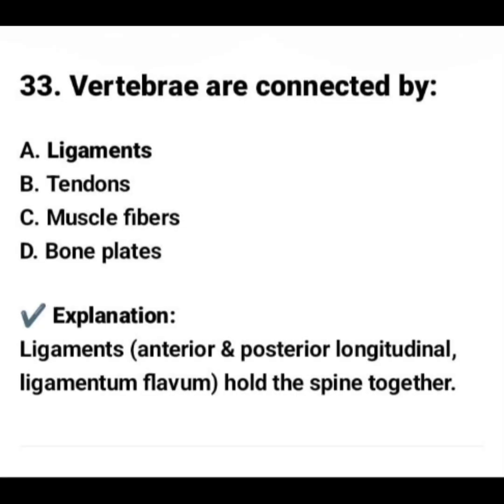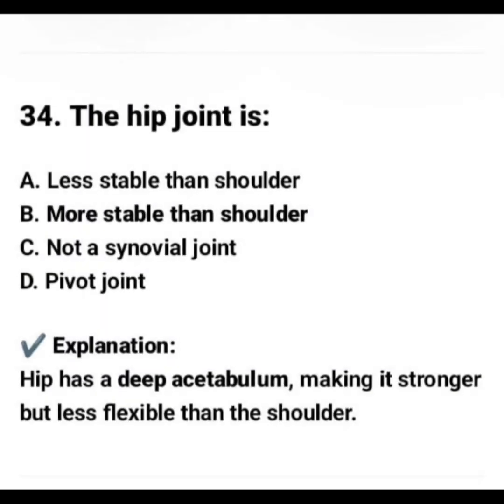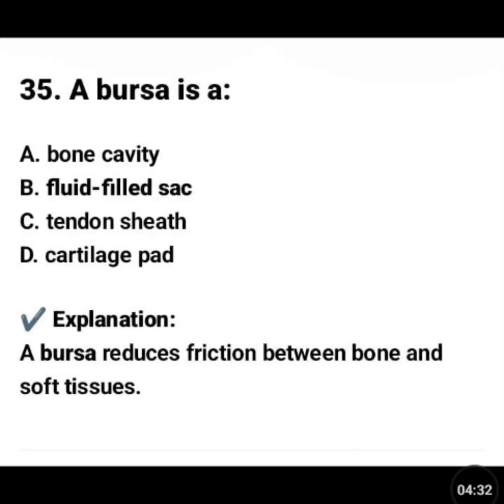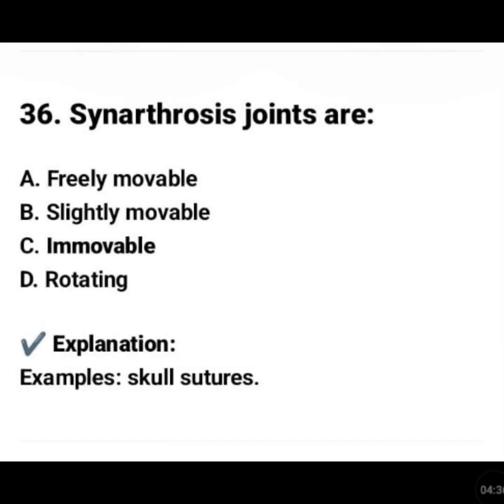Vertebrae are connected by ligaments. Ligaments hold the spine together. The hip joint is more stable than shoulder. Hip has a deep acetabulum making it stronger but less flexible than the shoulder. The bursa is a fluid-filled sac. Bursa reduces friction between bone and soft tissue.